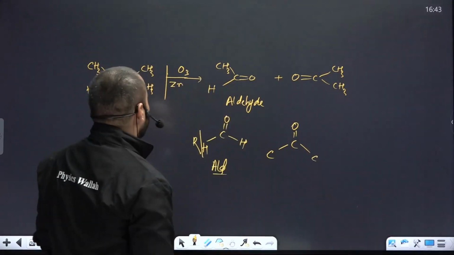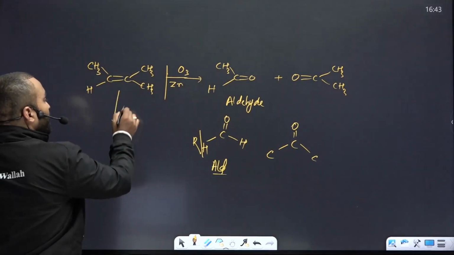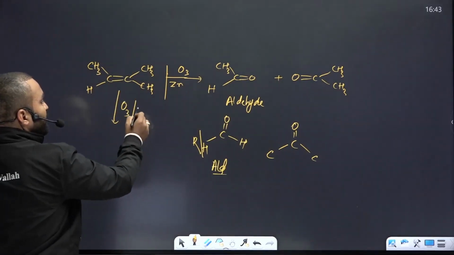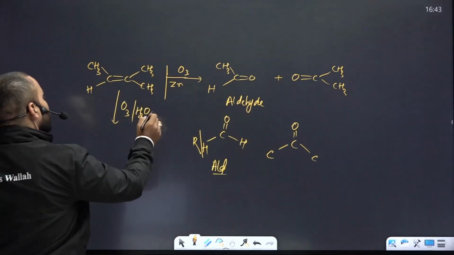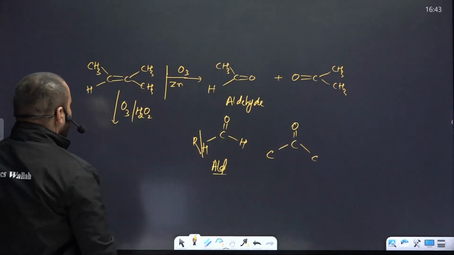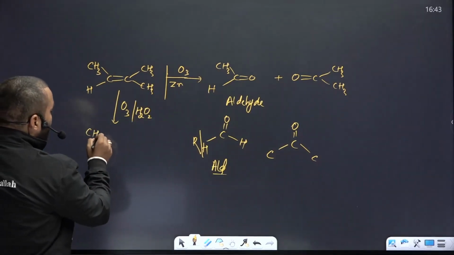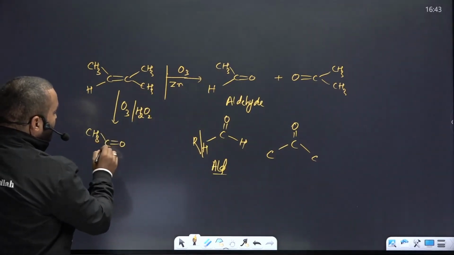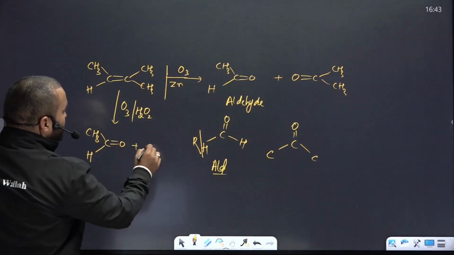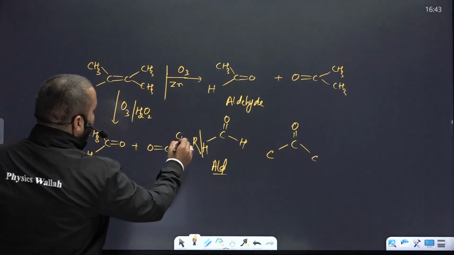Okay, very good. But if you treat it with ozone again, in the presence of H2O2, no zinc used. So what's going to happen? You were supposed to obtain an aldehyde plus a ketone.